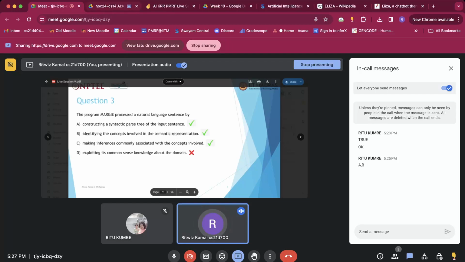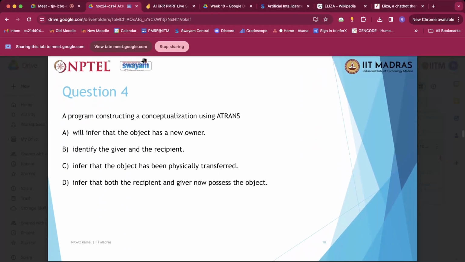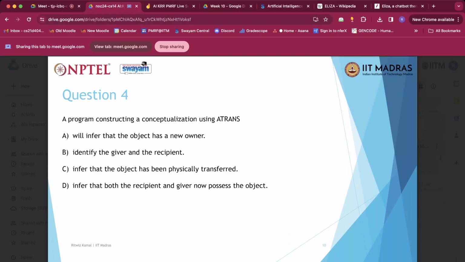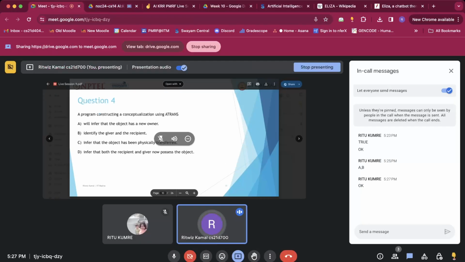Okay, that's great then. Let's move on to the fourth question for today, which is again about a program, but here we are concerned with a particular conceptualization, and the question asks, a program constructing a conceptualization using 8 runs will refer to or will be relevant for which of the following 4 options. Okay, so again I'll give you a couple of minutes to think about it, and this is also a straight recall based question from the slides, so you can think about it for a minute and then we can discuss the solution.